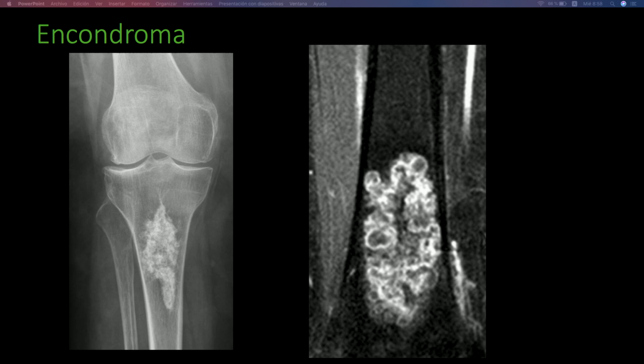On this AP radiograph of the knee, we can see the chondroid matrix of an enchondroma, which they describe as rings and arcs. We can see the protuberances and the convexities of the lobulated pattern that this lesion has. The metaphyseal location is typical for the diagnosis, and there is no aggressive characteristic to this lesion. We can see the cortex is respected and its central location.